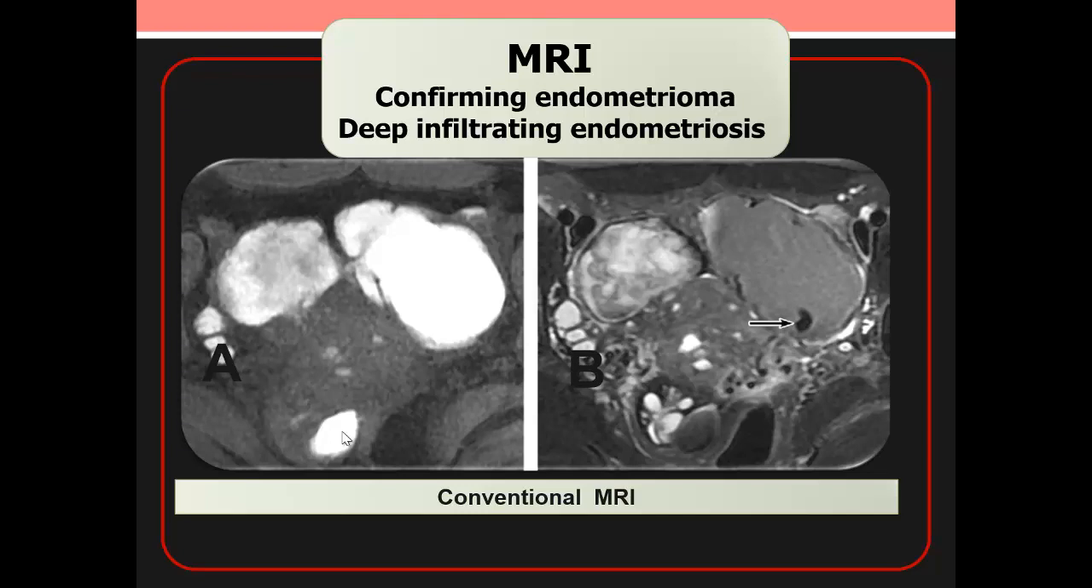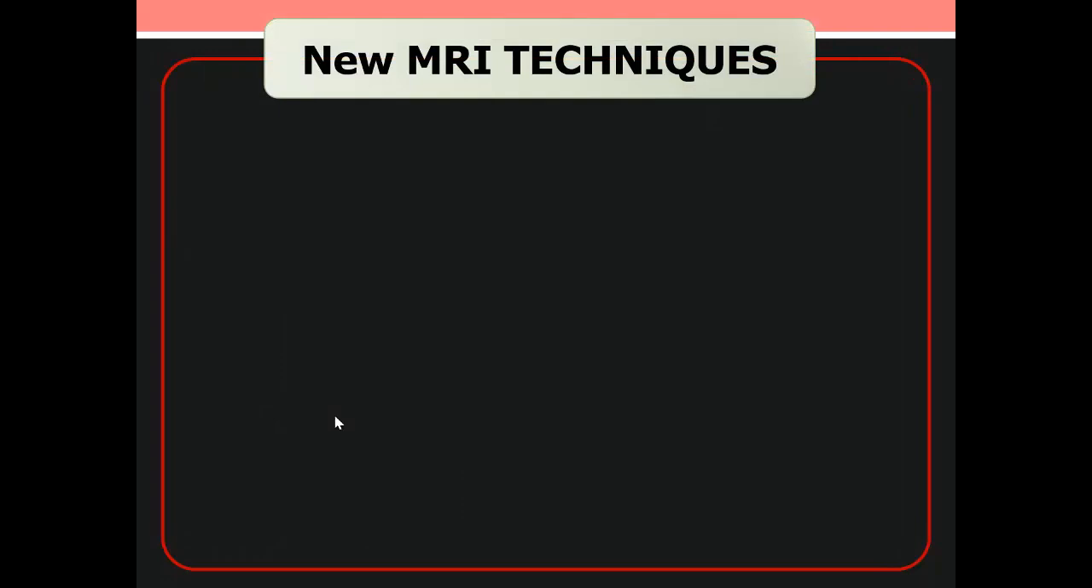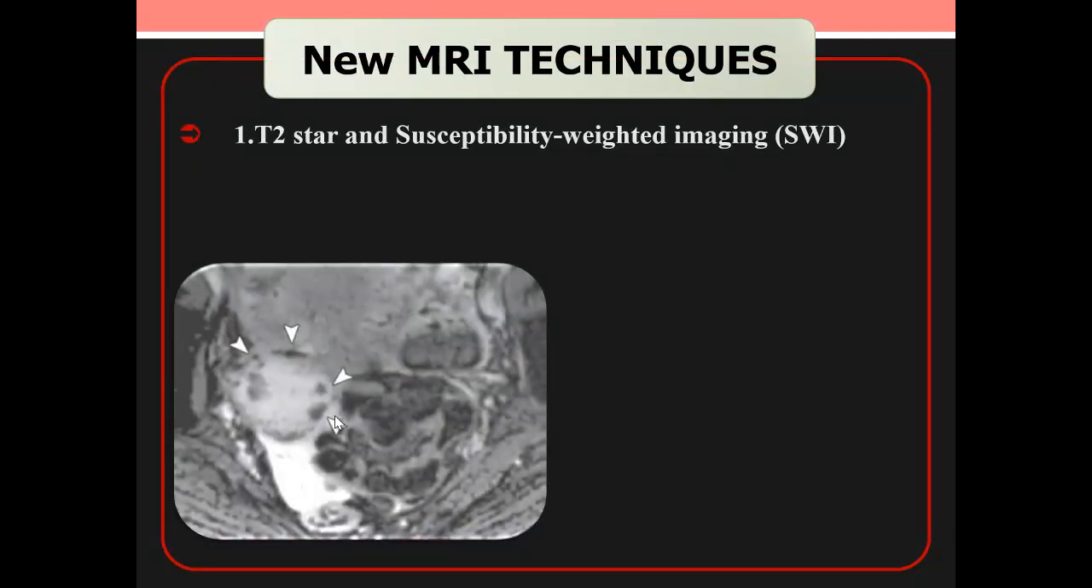MRI will confirm the diagnosis of complex masses like endometriomas. It can confirm endometriomas and also diagnose deep infiltrating endometriosis either by the conventional MRI sequences or by the use of new MRI techniques like diffusion and the T2 star. Here on the T2 star, we see the signal void, hemosiderin deposition in the wall of this endometrioma. So in all cases of suspected endometrioma, we have to do T2 star and susceptibility weighted imaging.